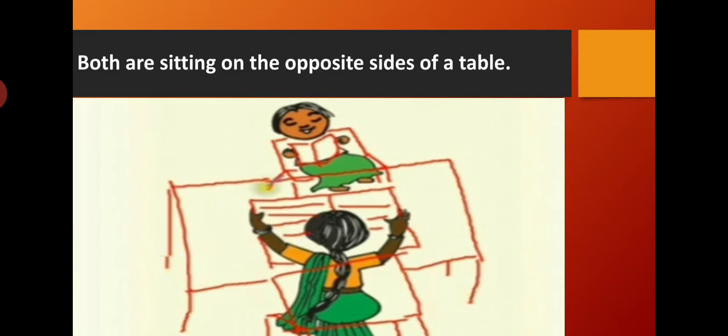So in this way you have drawn all the missing things in the picture. You have drawn 2 chairs, one for Tamanna and one for her mother. Then you have drawn a storybook which Tamanna is reading. Then you have drawn a newspaper her mother is reading, and then you have drawn a table in between Tamanna and her mother. Both are sitting on the opposite sides of a table. So do this question in the book itself.